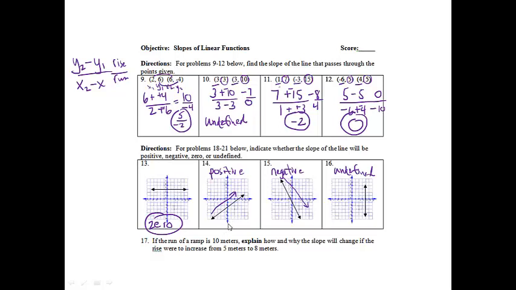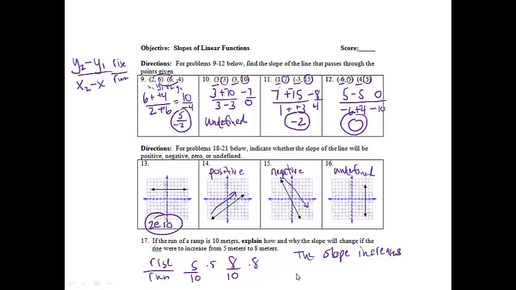And then number 17: if the run of a ramp is 10 meters, explain how and why the slope will change if the rise were to increase from 5 meters to 8 meters. There's a couple ways that we can look at this. First of all, do rise over run. The rise is 5, and now it's going to increase to 8, and the run is going to stay 10 both times. So if you think of 5 tenths is like a half or 0.5, and 8 tenths is 0.8. If the slope goes from 0.5 to 0.8, the slope increases, or the slope gets steeper, if you want to say that.